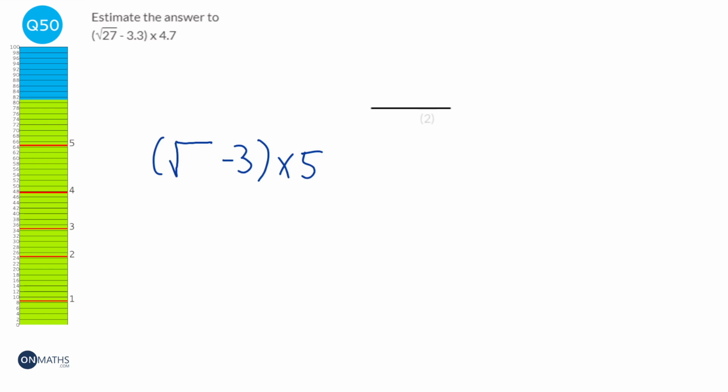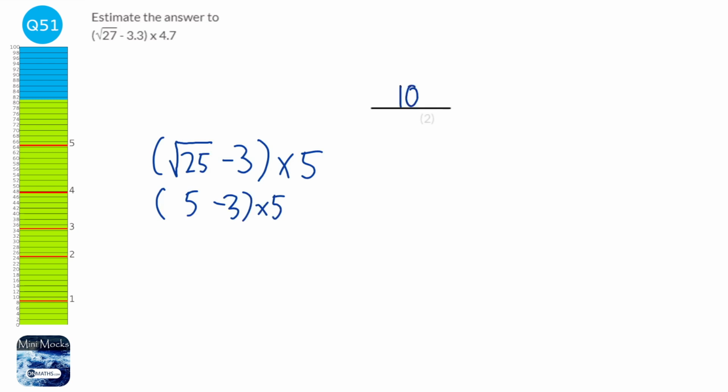But if I round it to the nearest significant figure, if I round it to one significant figure, that will make it 30. Now 30 is no easier to work out. So square numbers are a bit of an exception. When you've got a square root, you've got to find it to the nearest square number. So 27 to the nearest square number is 25. So square root of 25 is 5. And then 5 take away 3 is 2, times 5 is going to be 10. So our answer is 10.